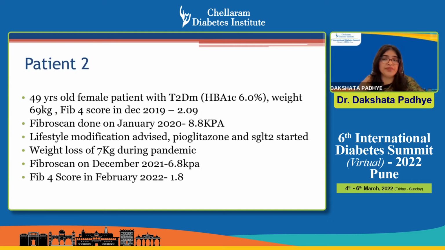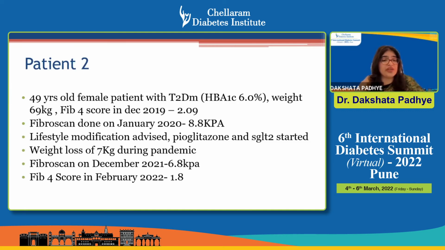A 49-year-old female patient, A1C was around 6.0, weight around 69 kg, a corporate woman. FIB-4 score in December 2019, pre-pandemic, was around 2.09. FibroScan done in January 2020, just before the pandemic started, was 8.8, slightly on the higher side. PIO, SGLT2, lifestyle modification started. This patient was working online. She managed to lose around 7 kg. She concentrated on her lifestyle modification, diet particularly.